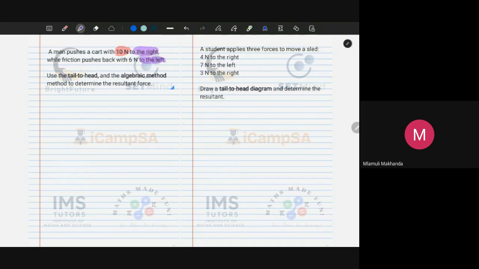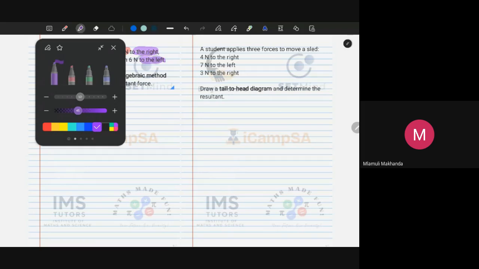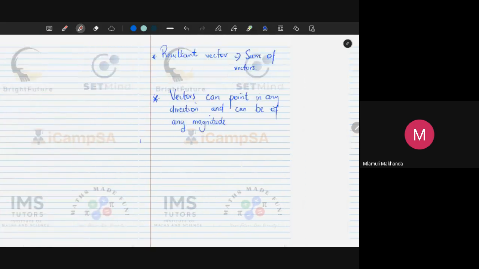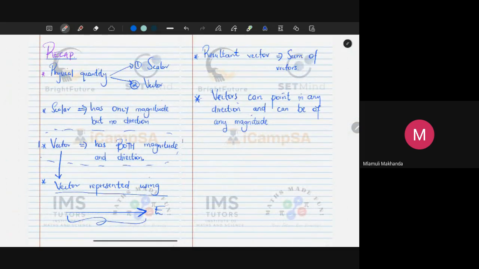So this guy pushes a cart with 10 newtons to the right, and then friction pushes back with 6 newtons to the left. These are our magnitudes. In red, we have magnitude, and in purple, we have direction. Now we are told to use the tail to head and the algebraic method to determine the resultant force. If you remember, this is our tail, and this is our head.